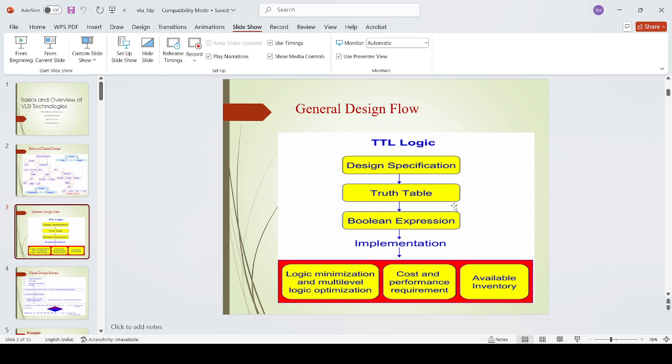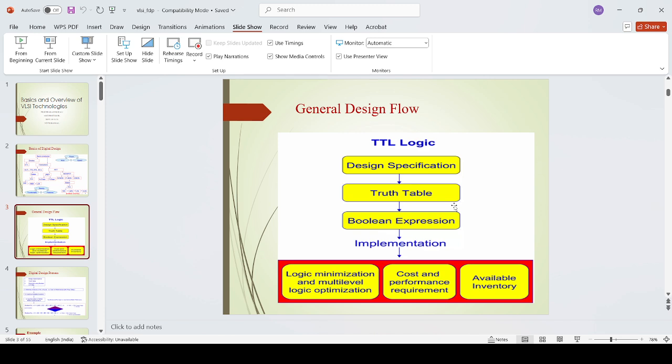The specification is nothing but what we require, the system requirements. We need to know about the system requirements or the functionality that we have to define for the system. We need to specify those things first. And after that, the truth table. The truth table is nothing but the logic relationship between the input and output, from which the logic equations are derived, which is helpful for designing.